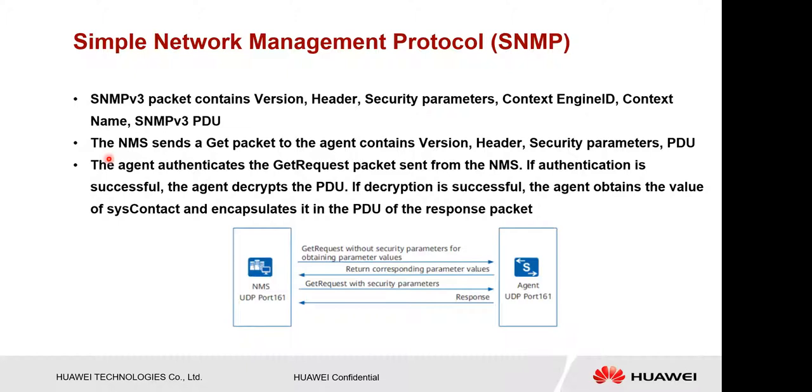The NMS will send a GET packet to the agent, which contains version, header, security parameters, and also PDU. Based on this figure below here, the agent authenticates the GET request packet from the NMS. If the authentication is successful, the agent will decrypt the PDU, which is the GET next, GET request, and so on. If the decryption is successful, the agent obtains the value of the sys contact and encapsulates it in the PDU of the response packet. So the main difference is that SNMP V3 has these security parameters.